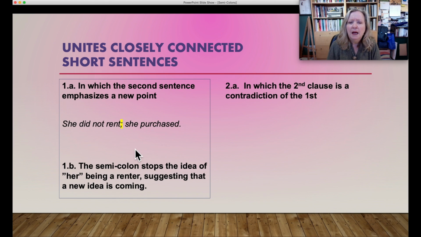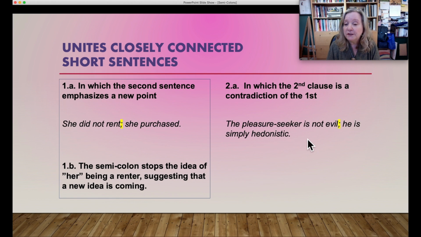Okay, next one. Sometimes that second clause is a contradiction of the first. This one actually adds on a little bit of an idea to the first. In this case, you're going to get a contradiction. The pleasure seeker is not evil; he is simply hedonistic.